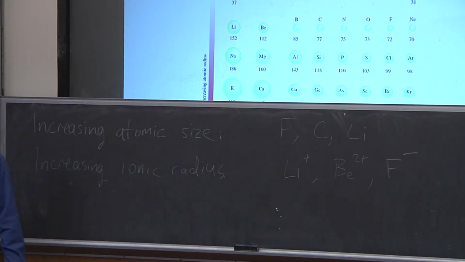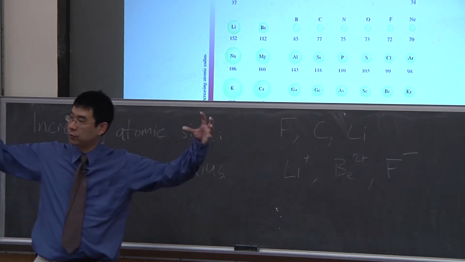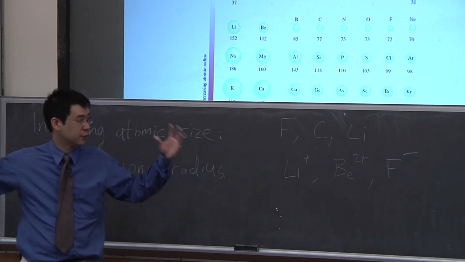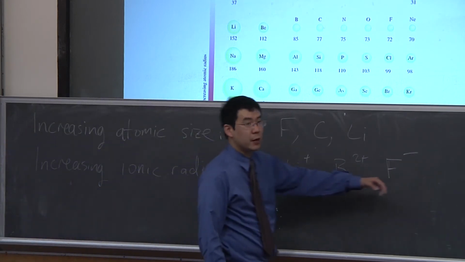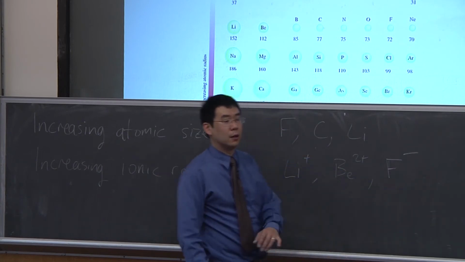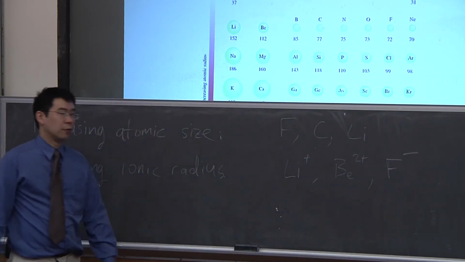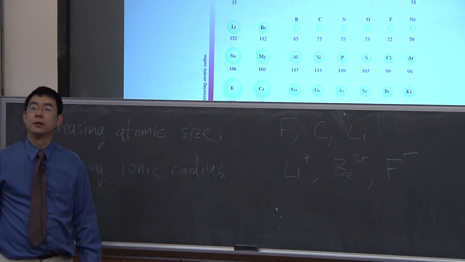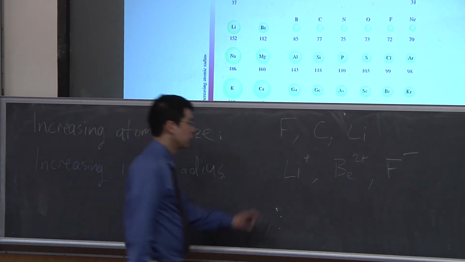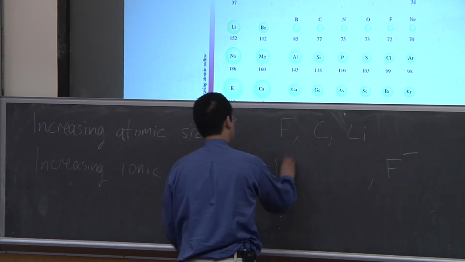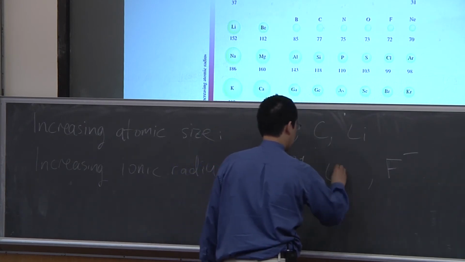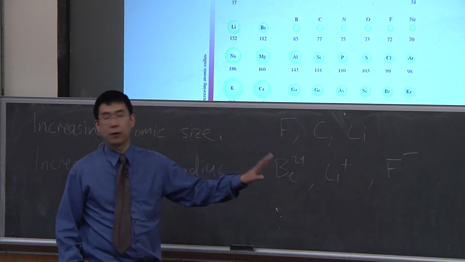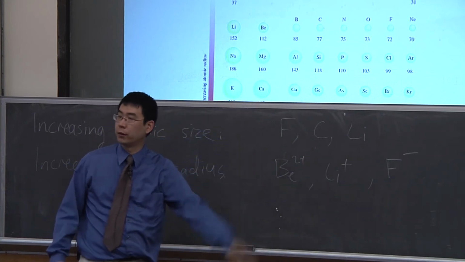What's going to be really, really big? F- is going to be big because anions get bigger, right? Cations get smaller, anions get bigger. So the biggest one is going to be your F-. What's going to be the smallest one? It's going to be Be2+, then Li+. You notice that we're comparing, they're all in the same row, right? They're all in row 2.